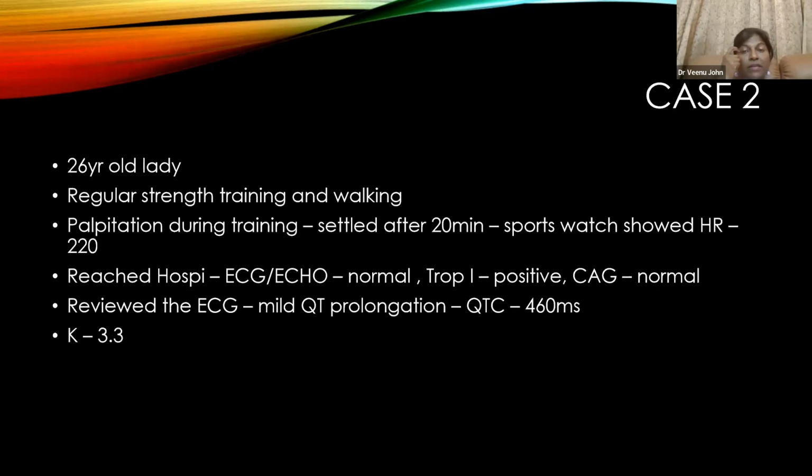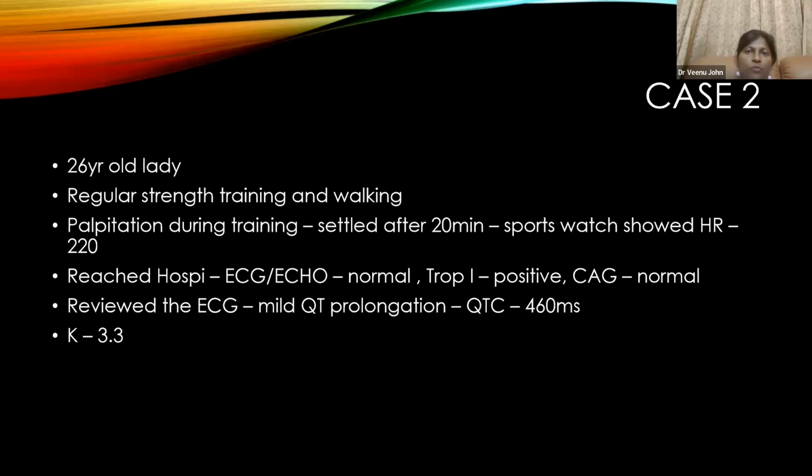Case two is a 26-year-old lady who does regular strength training and walking, develops palpitation, which settles after 20 minutes. Her sports watch shows a heart rate of 220. So definitely it is not normal, it is abnormal. She had sweating and dizziness during that time. She reached the hospital, ECG and echo were normal, but troponin I was positive, so a coronary angiogram was done, which was also normal. On reviewing the ECG, she had mild QT prolongation. So probably that is the trigger factor for the tachycardia.